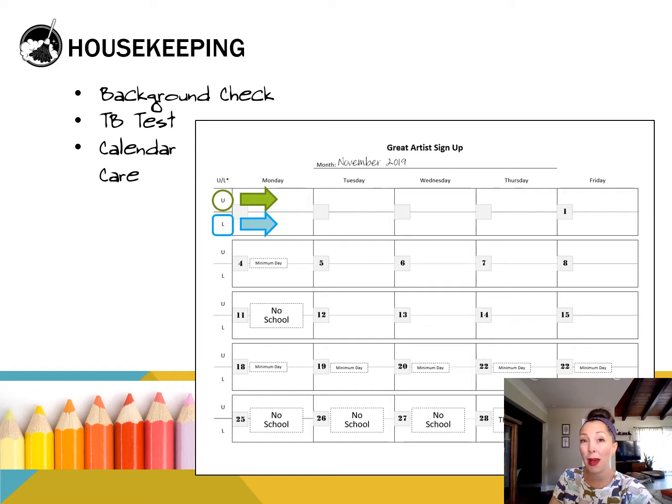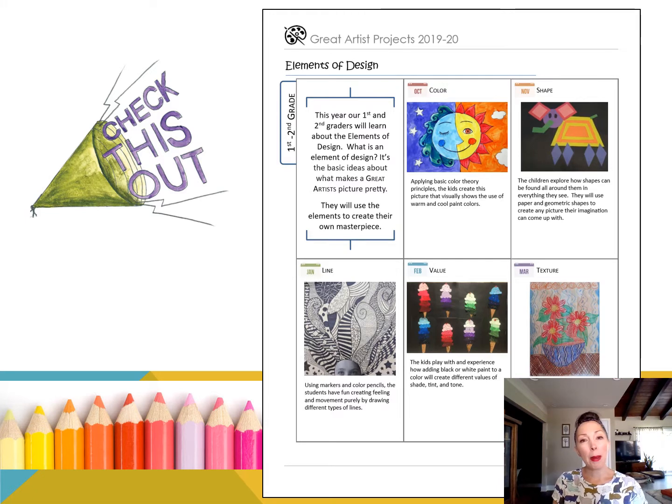And that's a little bit about our housekeeping that we went over. We also went over a little bit about the projects that each group will be doing, our first and second graders and our third through fifth graders. And this is attached in the email. This year, our first and second graders will be learning about elements of design, which is about all the things that make art beautiful: color and shape, line and value and texture. These are the 5 projects that they will be doing this year. And again, it's attached in your email.